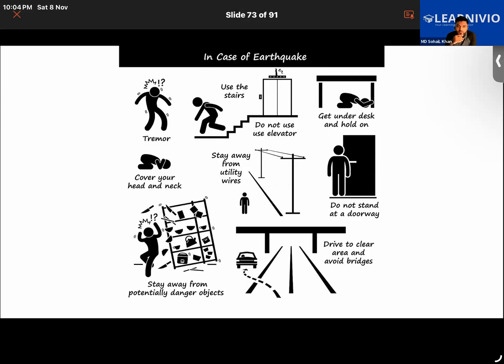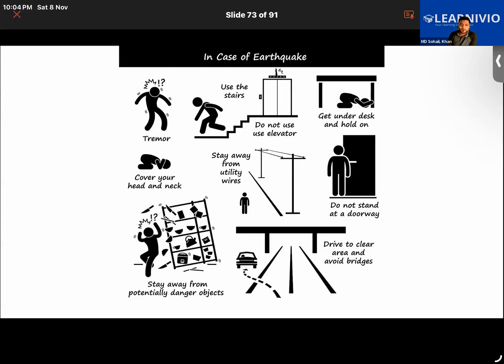So take a look at this image also. One very important thing is that never ever use an elevator in case of earthquake, because if the cable of the elevator were to break, the person is going to be in a lot of trouble. That is the thing. One should get under a desk and hold on.